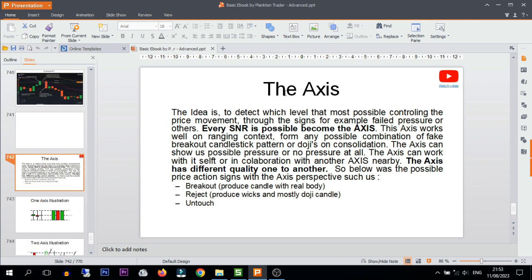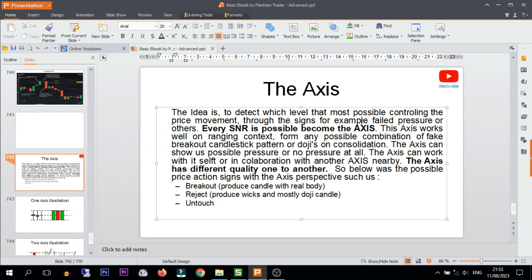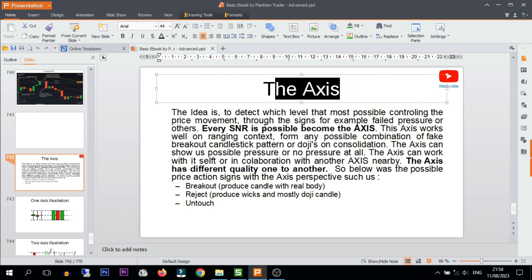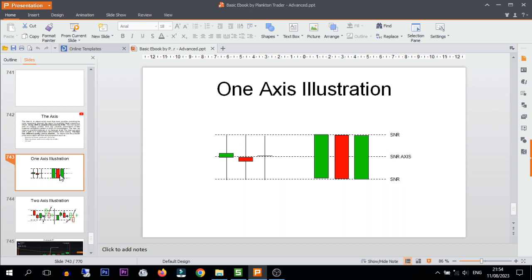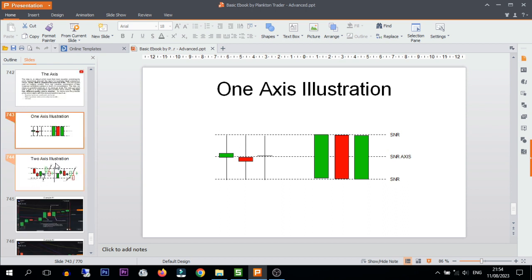And the axis, okay, this is very important because all of you are looking for candlestick patterns. Candlestick patterns work with the axis. All of my examples involve the axis. No one is not involving the axis, because it works with candlestick patterns. That is why the engulfing works, dark cloud cover works, piercing line works. It's because of the axis.